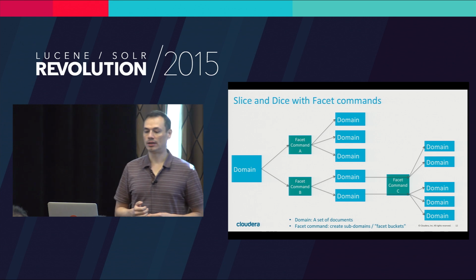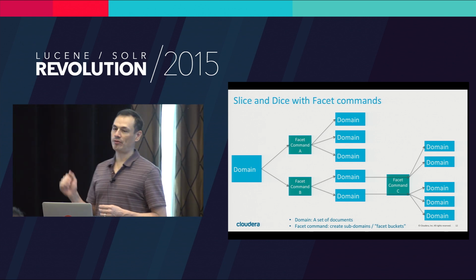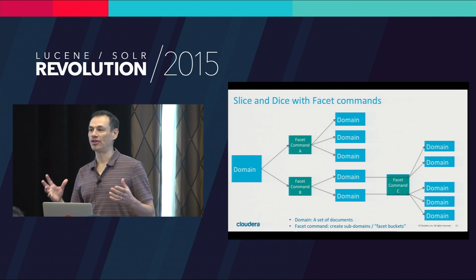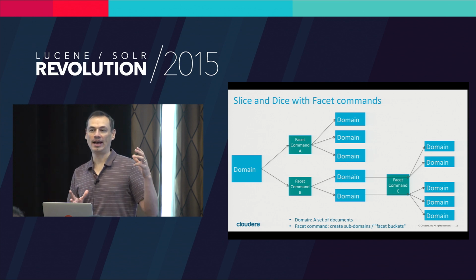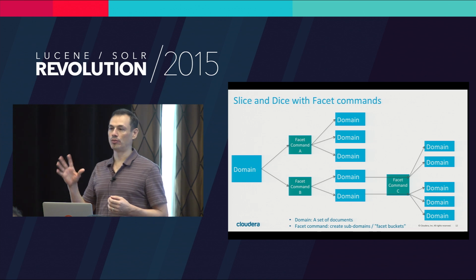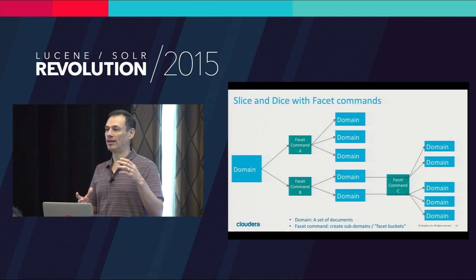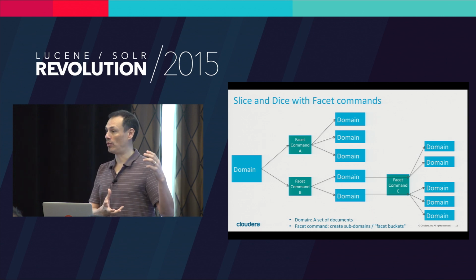So here's sort of a logical view of faceting. We start off with our domain. A domain is just like a set of documents. It's the things that you want to calculate things over. And basically, the root domain is defined by your query and the set of filters, and that's how you get this starting point.